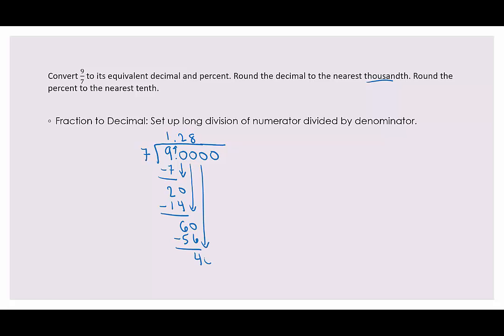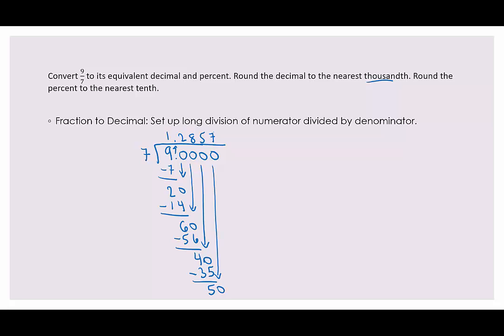Bring down a 0. 7 goes into 40 5 times. Minus 35. And we have a 5 left over. Bring down a 0. 7 goes into 50 7 times. And we don't have to finish this step. We just needed to know that that place was going to be a 7.